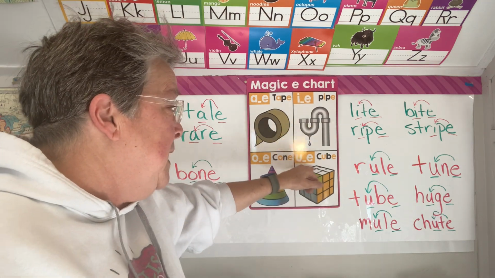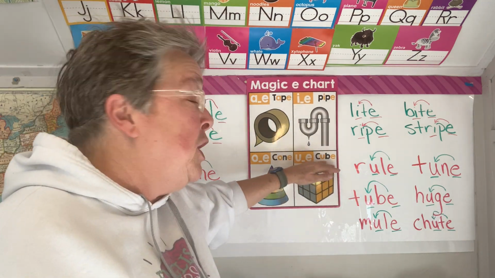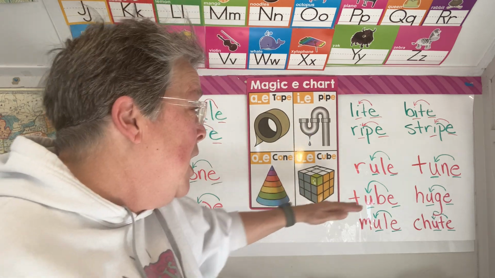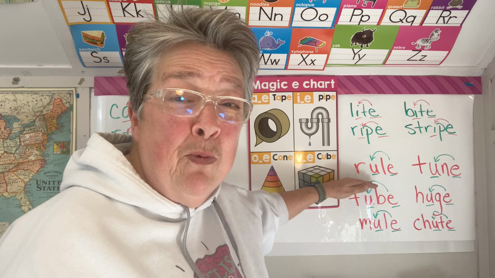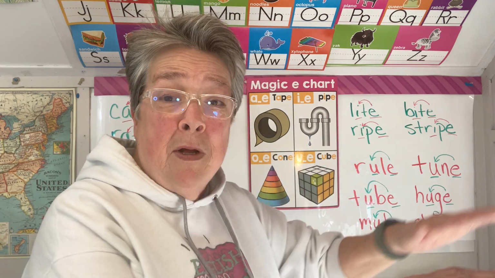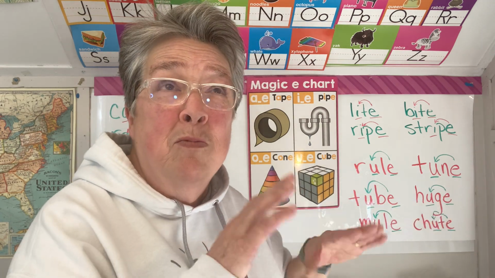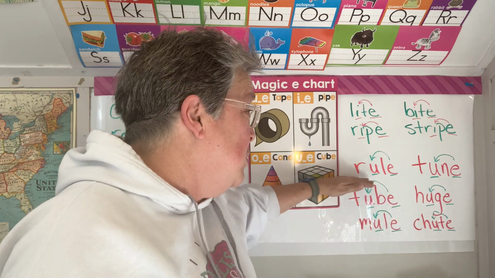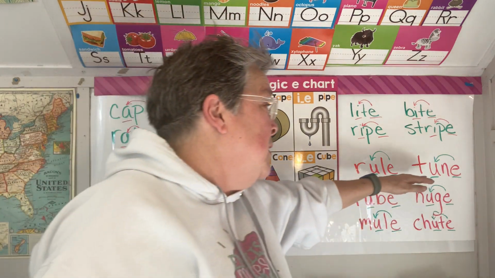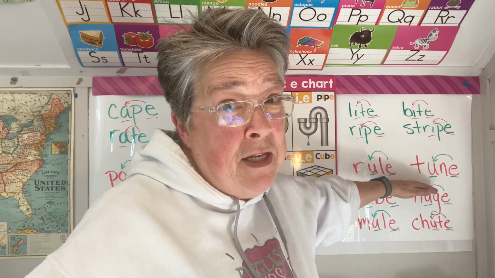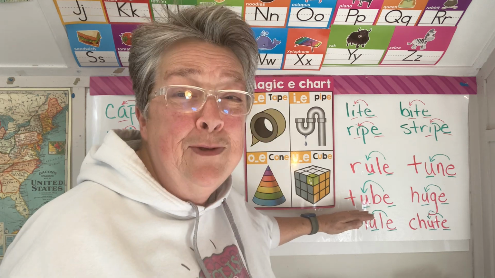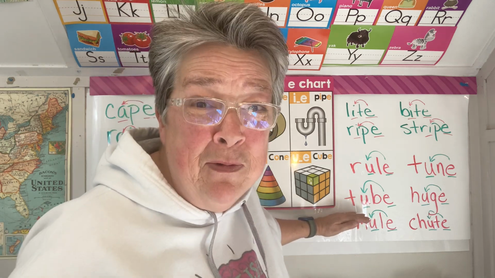How about this one? U consonant E. Like in cube. Cube. Like a Rubik's cube. Okay. How about rule? To control things, or the reason we do things, or the laws are rules. Rule. How about tune? Can you carry a tune? Tune or tube? Tube. Oh, like a tube of toothpaste.